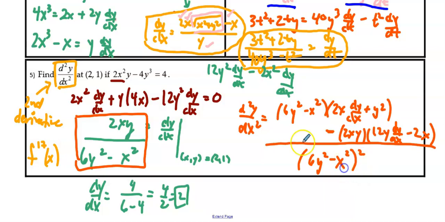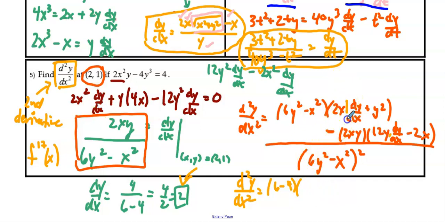Now, the question is asking us to find the actual derivative, but it's giving us a point. So we want to actually know what this value is. So here we go, bumpy ride time, but it's not going to be so horrible. We want to know what the actual value is. Like this was 2, we want to know what this is. So y is 1, so 6 times 1 is 6, minus x squared, and x is 2, so that's 4. Then we're going to do 2x, so 2 times 2 is 4.